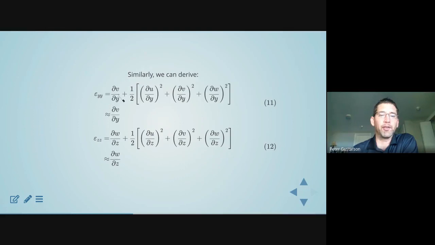Epsilon yy is dv dy plus 1/2 du dy squared plus dv dy squared plus dw dy squared. Epsilon zz is similar. And so in each case, of course, we have a linear term that's good for small strains, small deformations. We have higher order terms when we need to have higher order calculations.